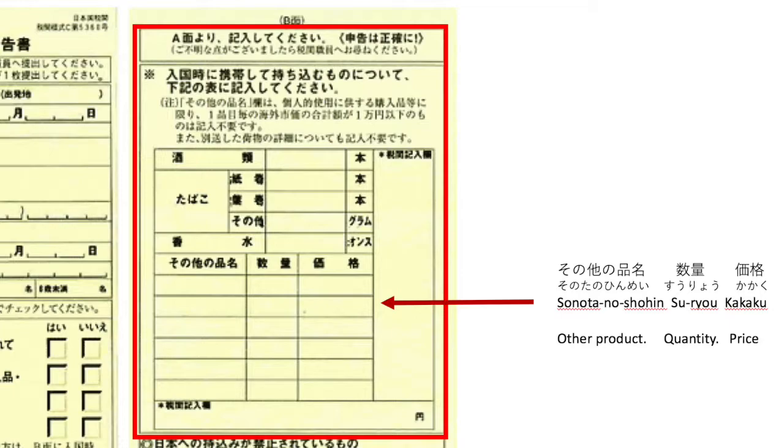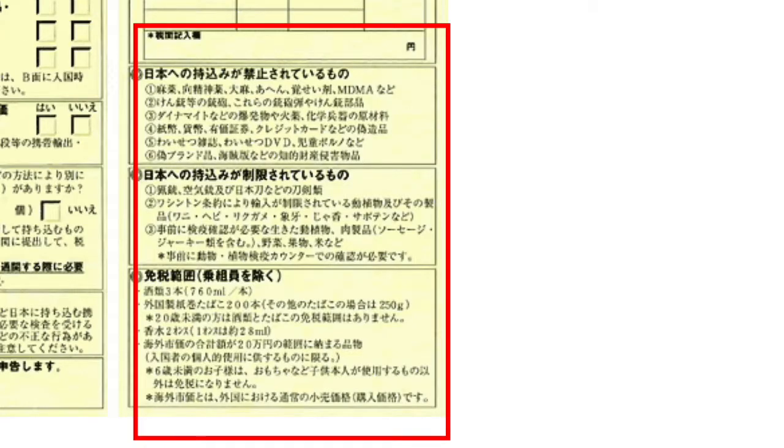And lastly, this box basically lists things that you're not allowed to bring, so you can't bring drugs, guns, bombs, or fake brand products. Yeah, just don't bring them. If you're just traveling, it's not something that you would want to write about, I guess.